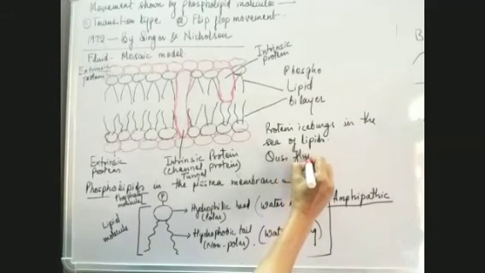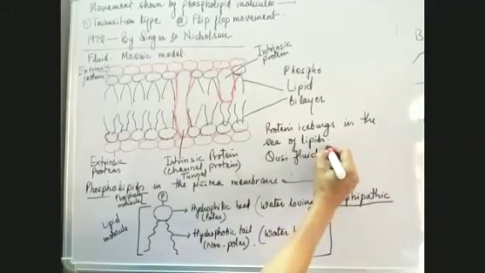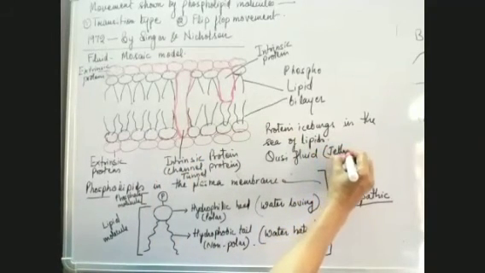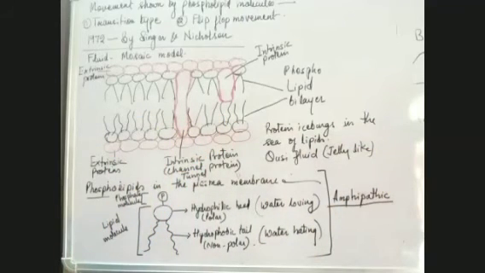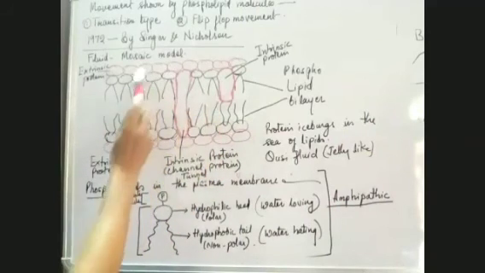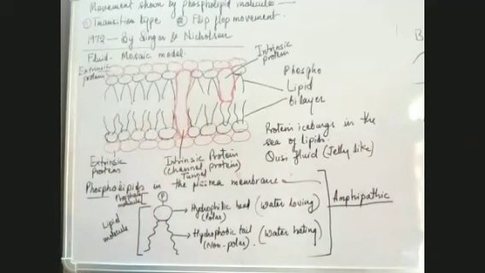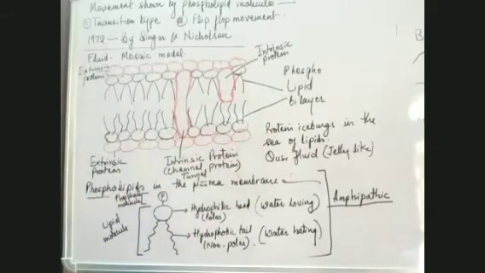Quasi-fluid means the jelly-like nature of the lipids. If you see, the proteins are like icebergs, floating in the phospholipids. These proteins are like icebergs, like big chunks of ice. They float in the sea. In the same way, these are like icebergs which are floating in the phospholipid sea.